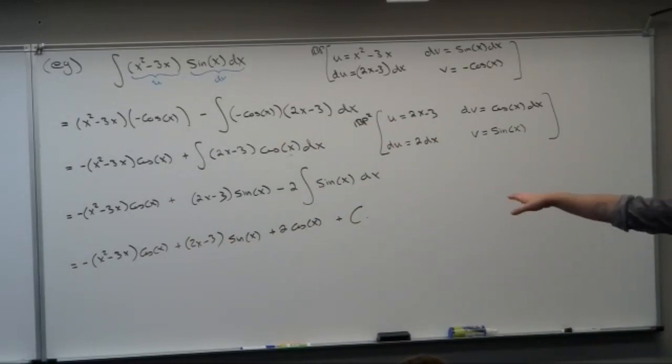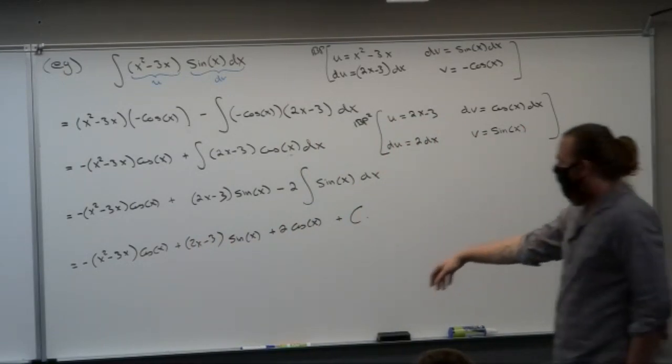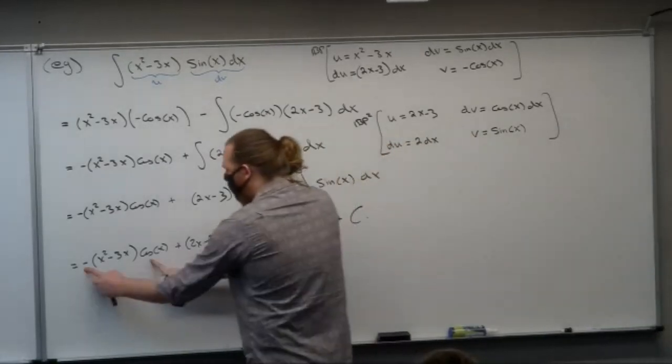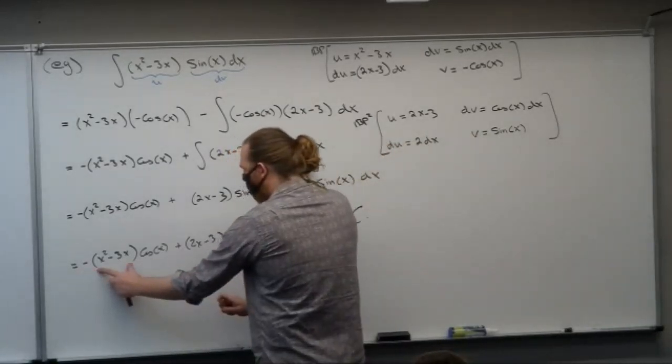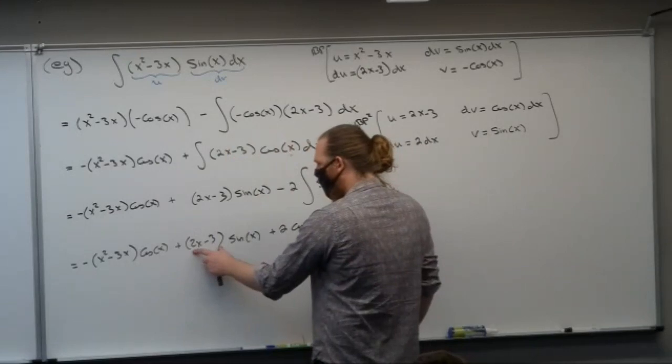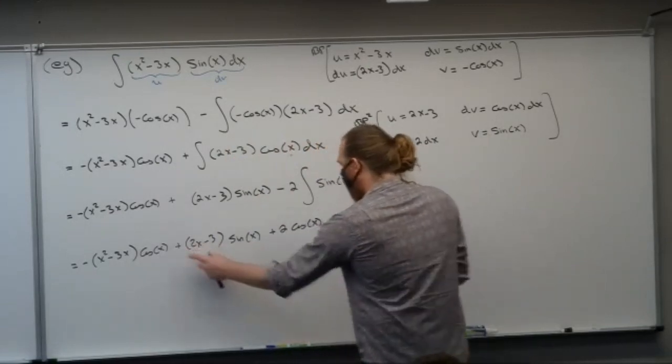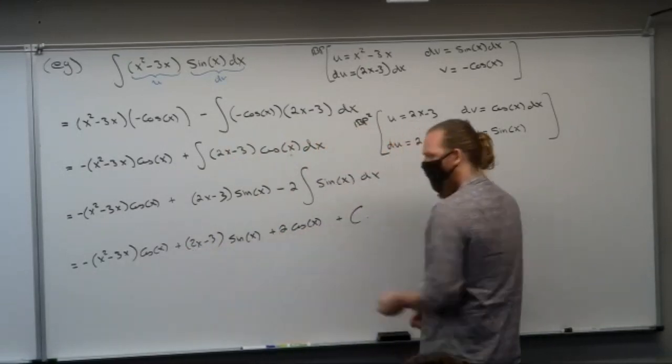And looking at that answer, you might notice a pattern. Antiderivative of the dv piece times u. And then you differentiate here, integrate here, differentiate this to get here, integrate to get here, and so on.